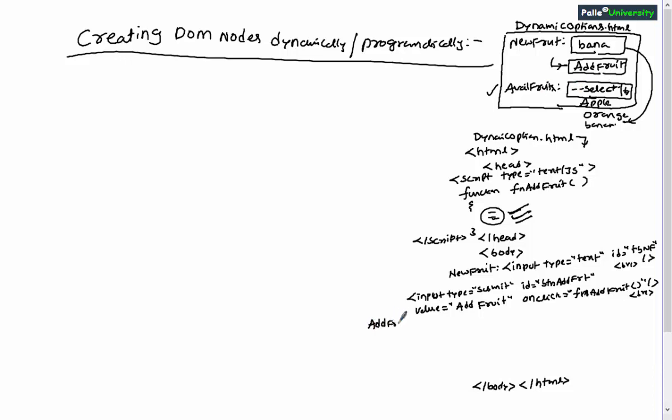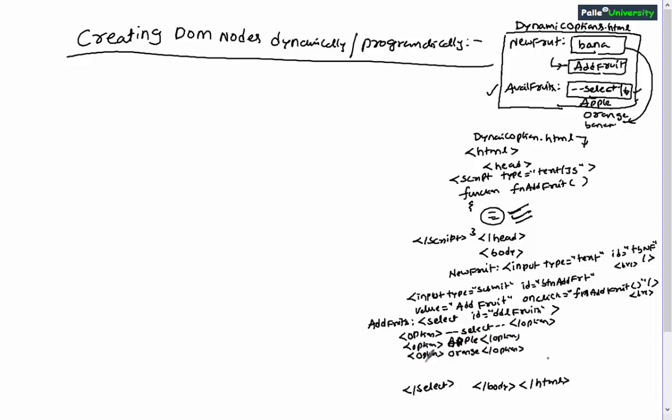Probably it will be written like this: add fruits, select, id is equals to ddlFruits, and end of select tag. If you want to display the items in the drop down list, obviously we know that we have to use the option tag. Option select, end of option. Next option, probably will be writing apple, end of option. Similar way, next option orange, end of option, so on and so forth.